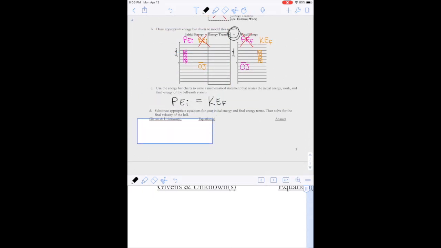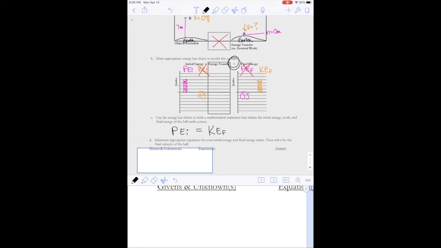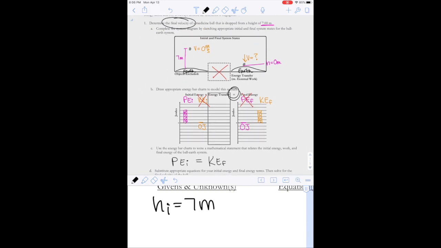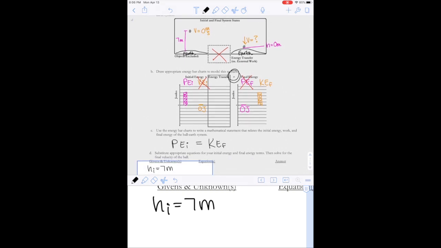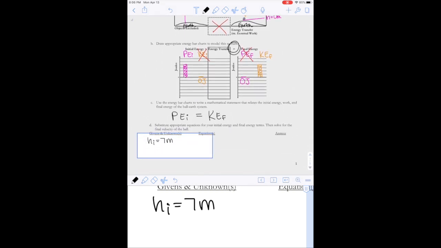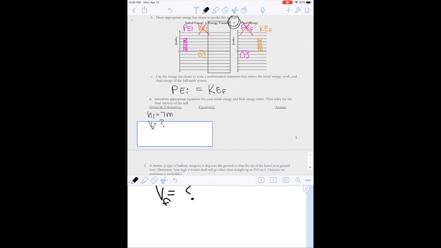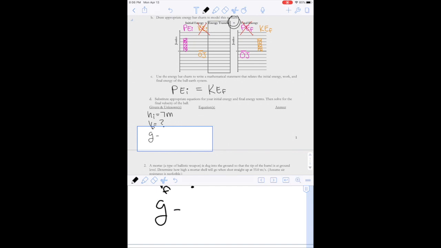All right. So then we're going to go ahead and any numbers that we already know, we're going to write in here. And so I know that we have an initial height of 7 meters because that's on the left side of my diagram. On the right side, I have a question mark for velocity. That's my unknown. I'm going to go ahead and add that.